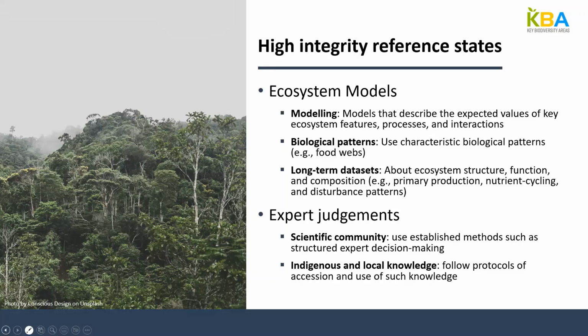So you can use both scientific judgments and or indigenous and local knowledge to verify what high integrity reference states might look like for that ecoregion, for that area, for that site. I would like to stress here that you don't have to use all of these methods that I just talked about. You can be flexible about which method you use for the different indicators.